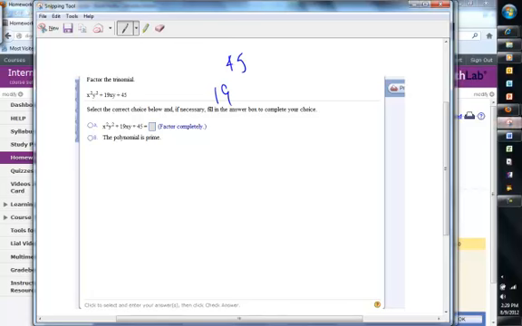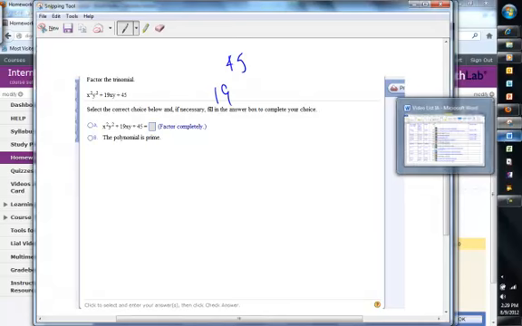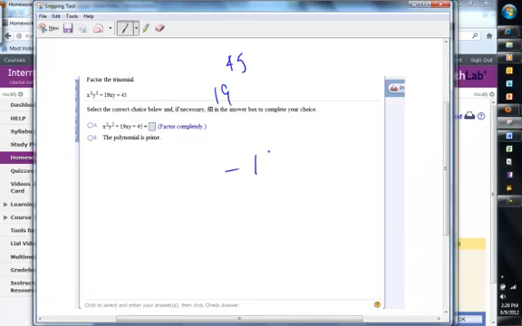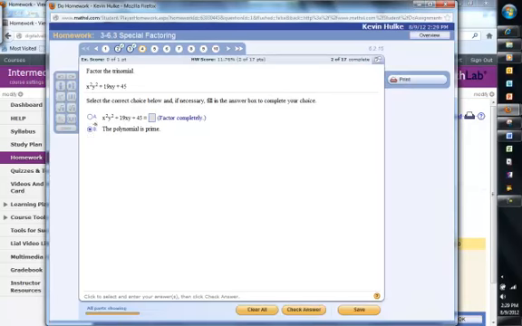What you can do is enter it on your calculator as 1, 19, 45. So go mode 5, 3, 1, 19, 45, and my calculator says negative 19 plus root 181 over 2. So it doesn't come out evenly, so we would say that polynomial is prime.